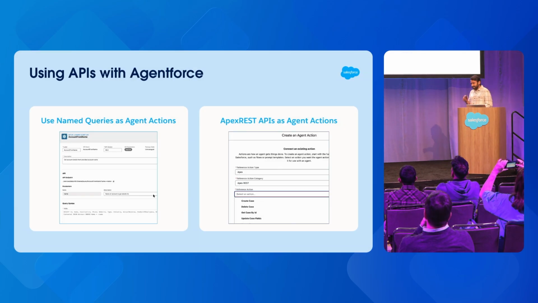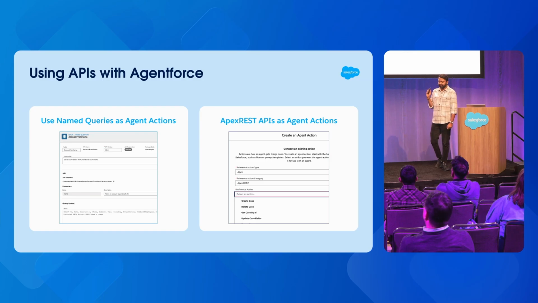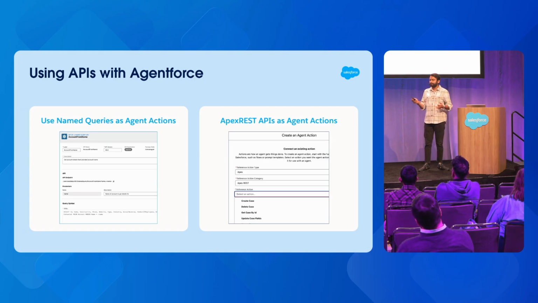And with Agentforce specifically, out of the box, of course, what we support is named queries and Apex REST APIs as agent actions. So I hope you know about agent actions. You can create them from Apex classes, flows, external services, and so on. But now we also support named queries and Apex REST classes. So you create it once, make it an agent action, and then the agent can keep using it.